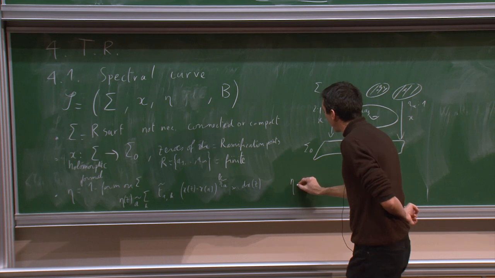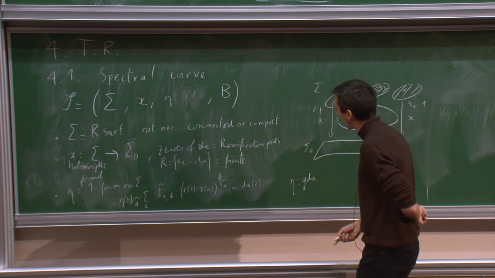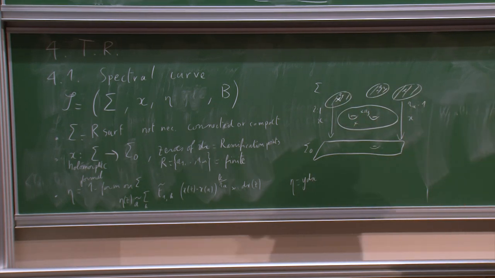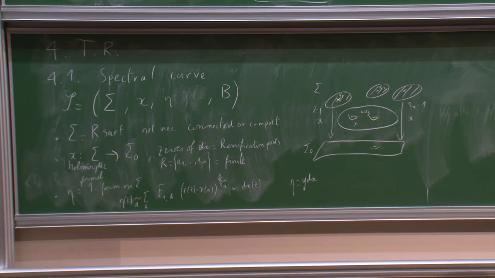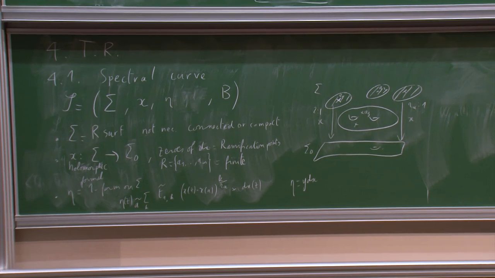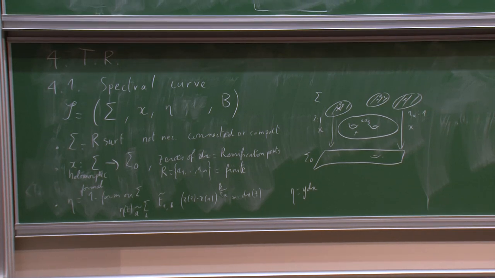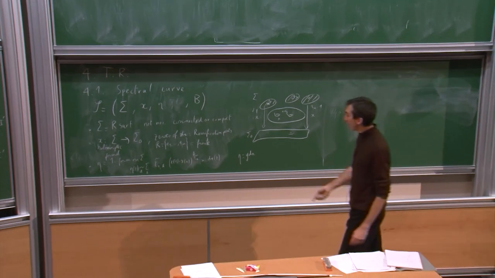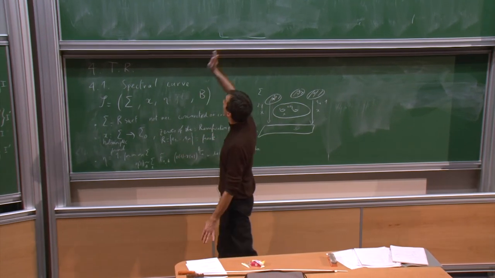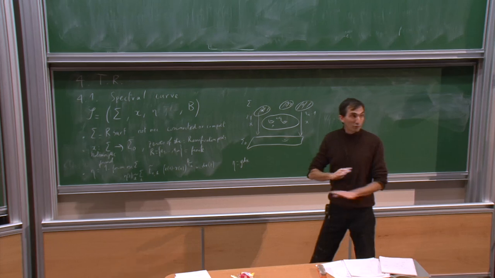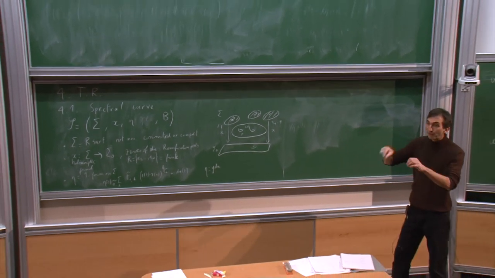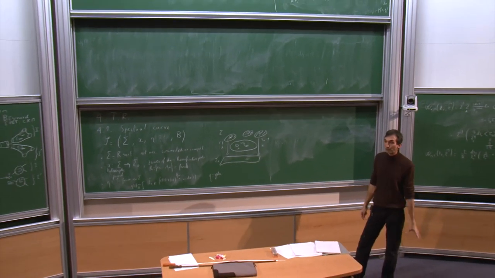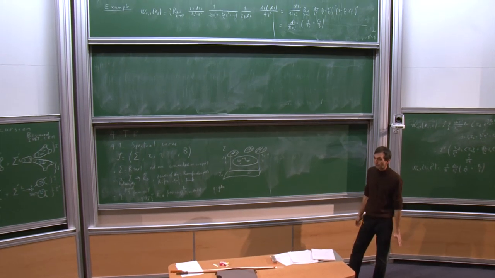And eta is what very often we shall write y dx. When x, the base for x, is the complex plane, then y is by definition eta over dx. But in a good local choice of local coordinates, you can always define y this way. So what you need is only formal series, because what we are going to do is only computing residues. A residue will just pick a finite number of terms in the Taylor expansion. So you don't care about convergence.